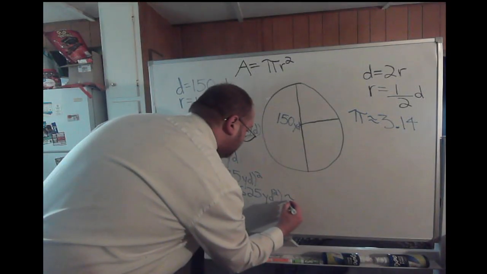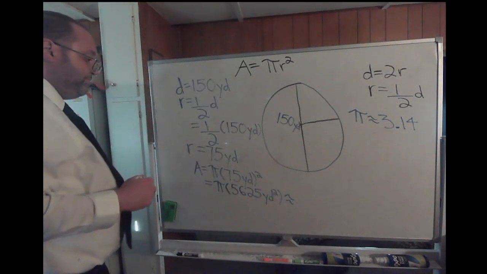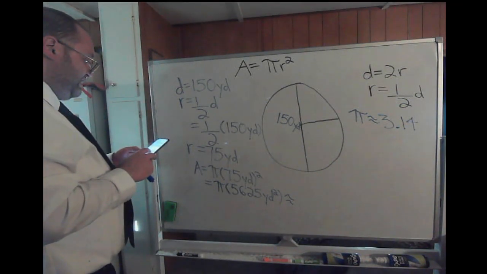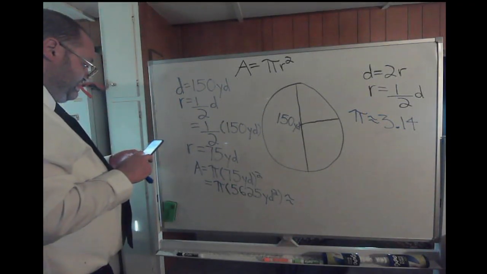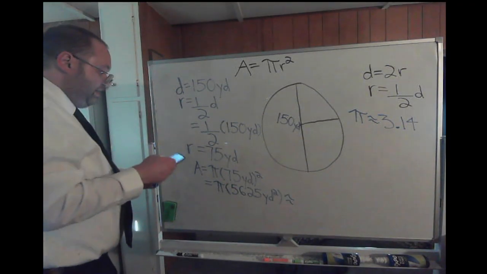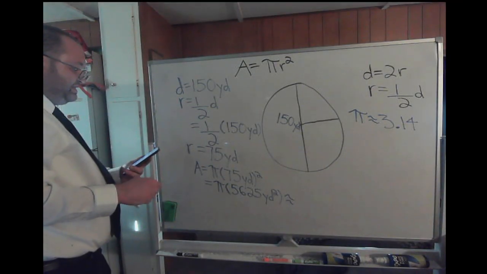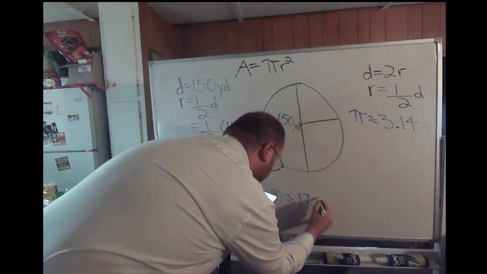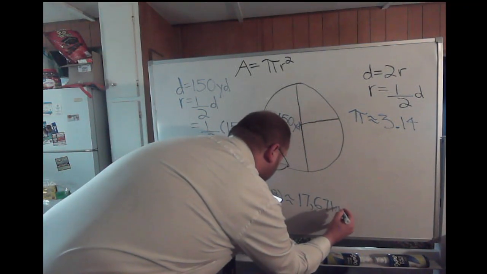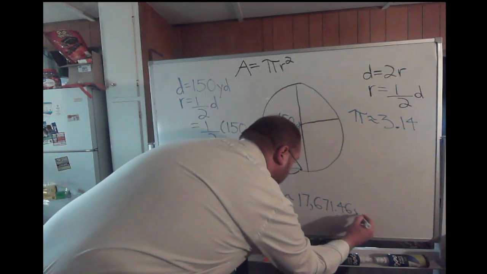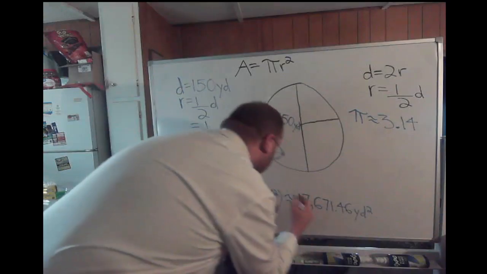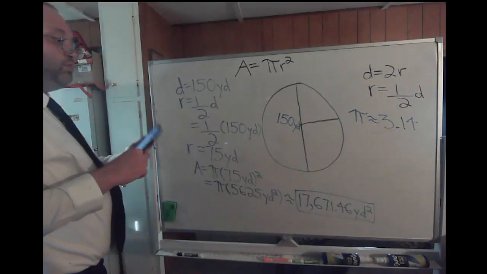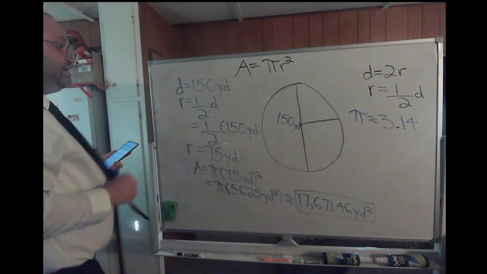Which we can get an approximate result when we multiply that by pi. I'm going to go ahead and do just that here. Multiply 5,625 times pi. I get about 17,000. Alright, so let's see. 17,671.46 square yards. So the area of this circle is approximately 17,671.46 square yards, is what I would get.